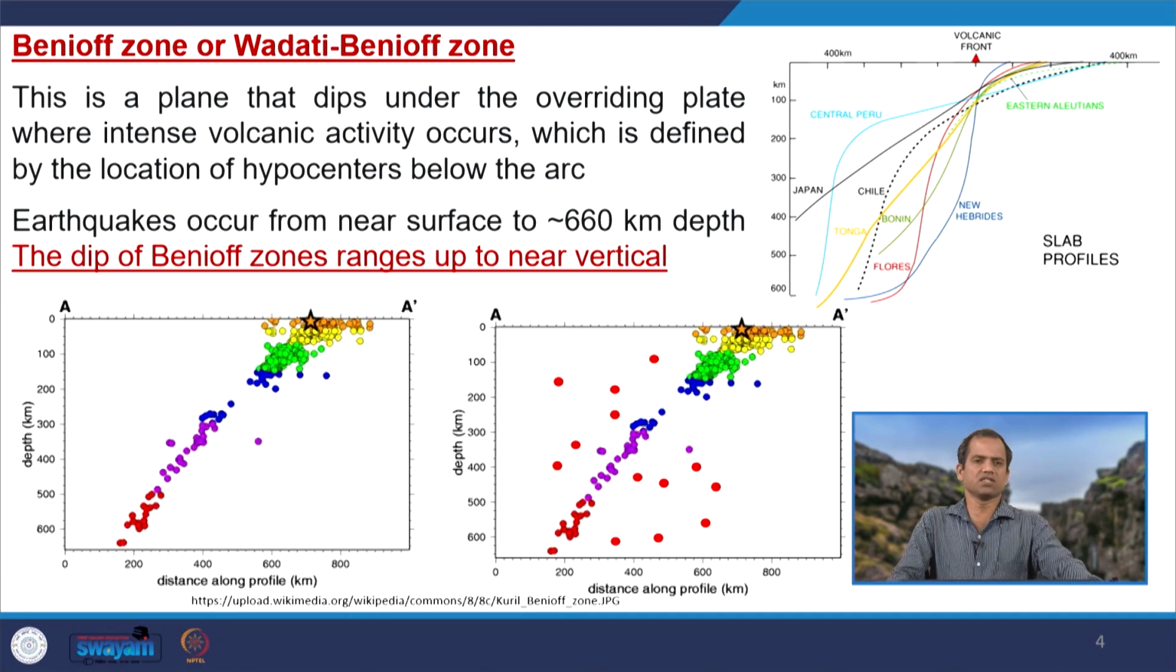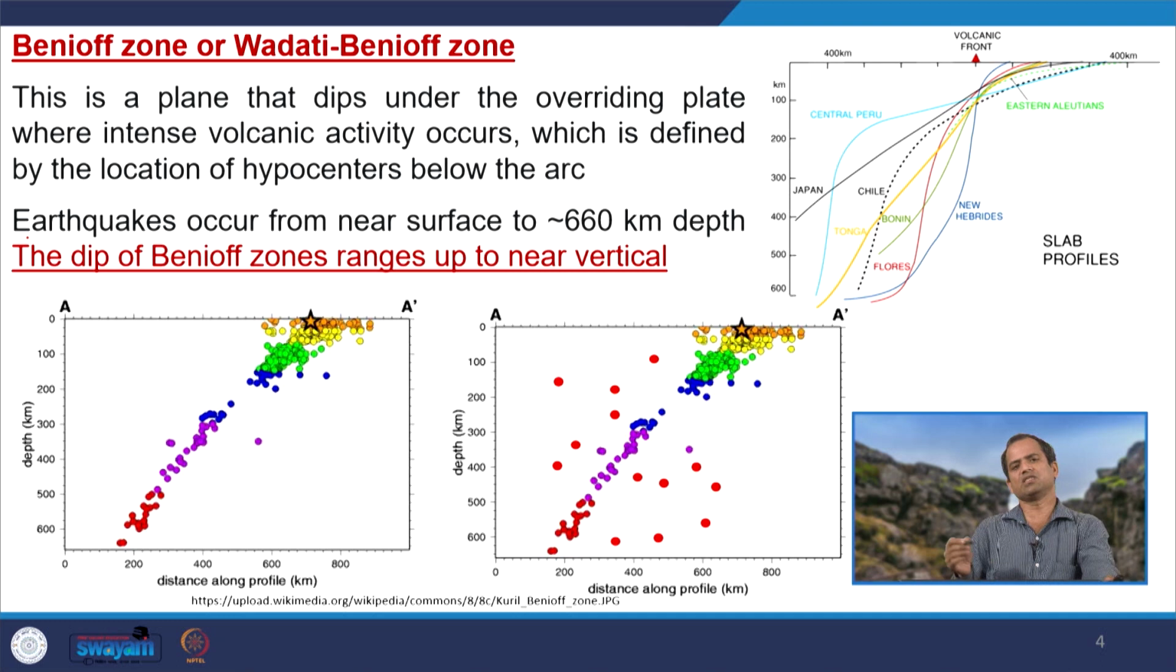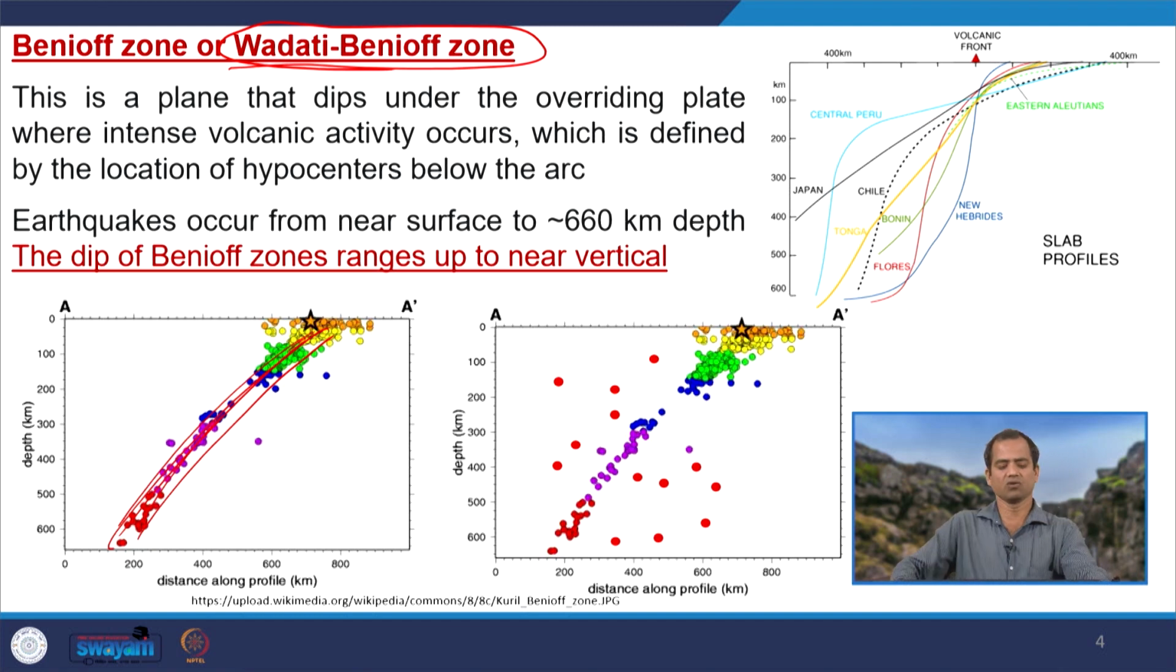Now, if a plate is subducting down, different zones of earthquakes have been decided here. These earthquakes are arranged in a particular fashion, on a particular plane, and that arrangement is called the Benioff zone, or the Wadati-Benioff zone, in the name of its discoverers. So, now you see it is a plane that dips under the overriding plate where the intense volcanic activity occurs, which is defined by the location of hypocenters below the arc.